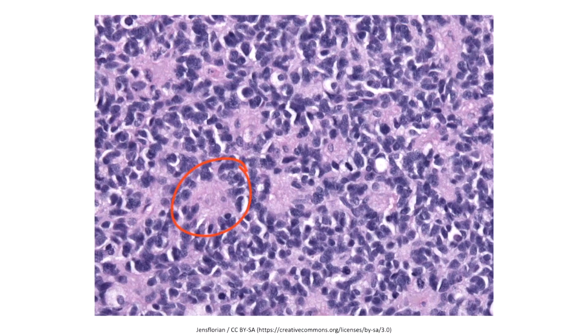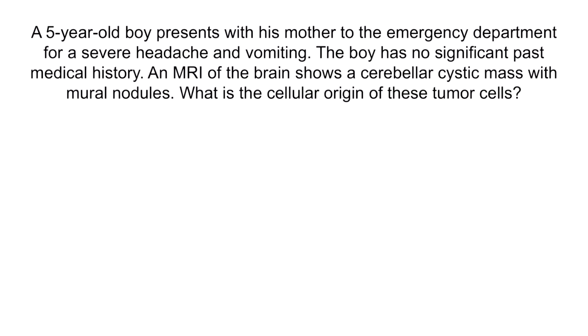All right, let's review with another question. A 5-year-old boy presents with his mother to the emergency department for a severe headache and vomiting. The boy has no significant past medical history. An MRI of the brain shows a cerebellar cystic mass with mural nodules. What is the cellular origin of these tumor cells?